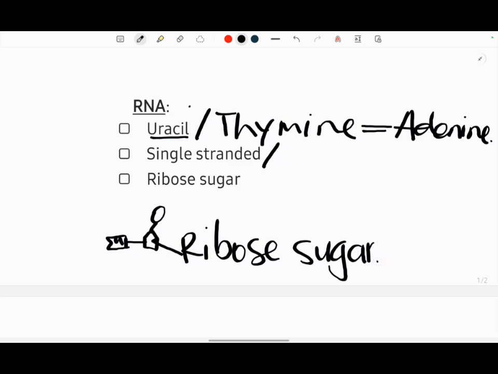And also, if you do not see a weak hydrogen bond, it also indicates that this is RNA, because remember, RNA is one single strand. It does not have that, and it does not need to have that. So I really hope that you understood this topic and what I explained.